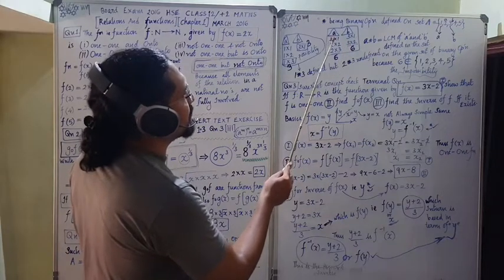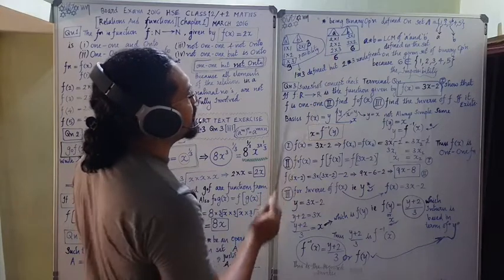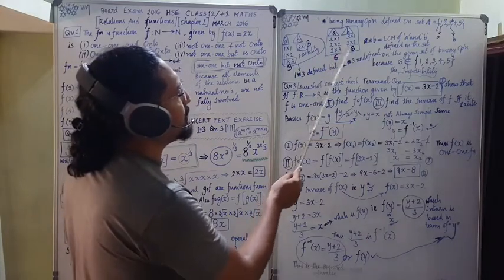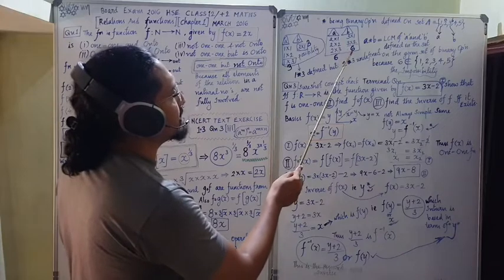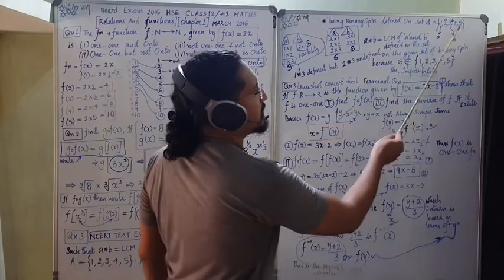And when the value A is 2 and the second value is 3, then 2 into 3 is 6. So the lowest common multiple of these two numbers, 2 and 3, is 6. But is the 6 there in the set? No, 6 is not there in the set.